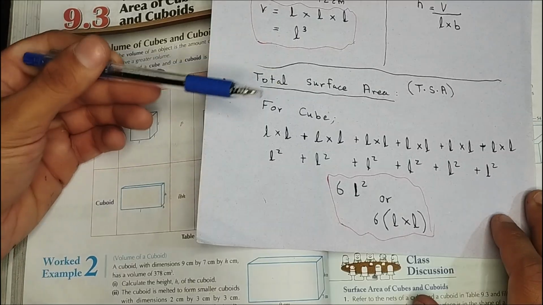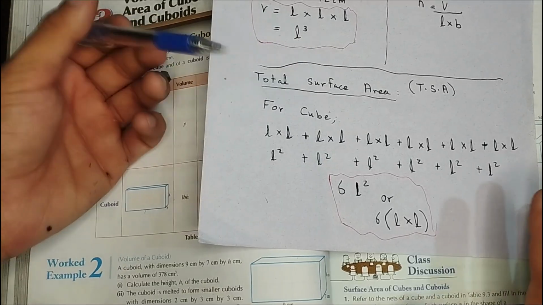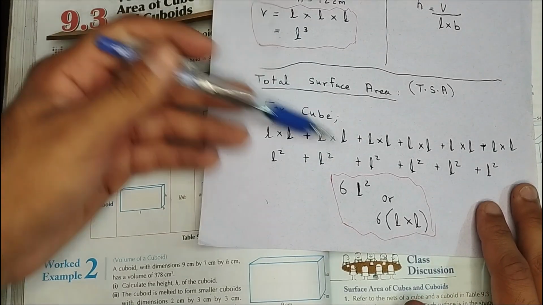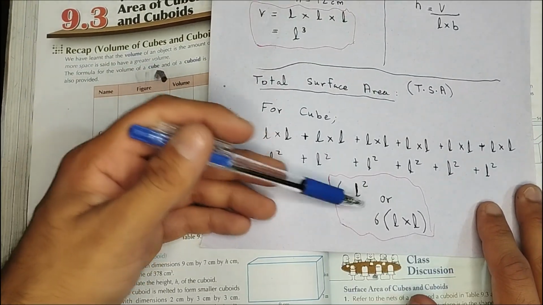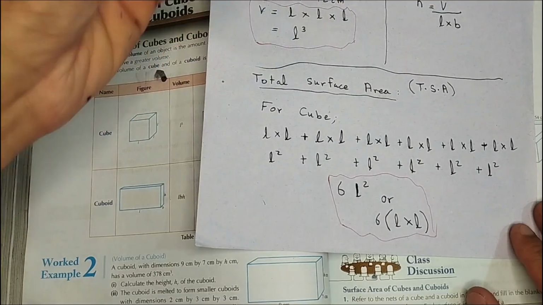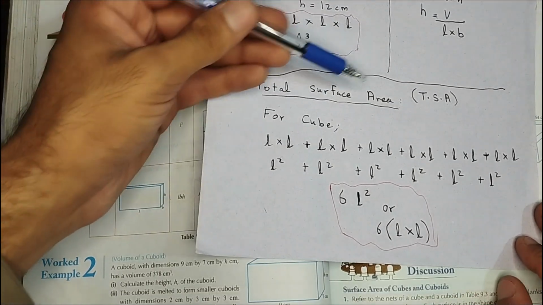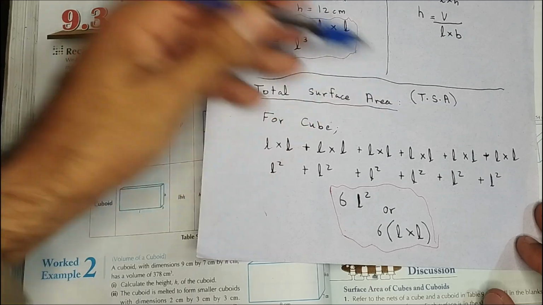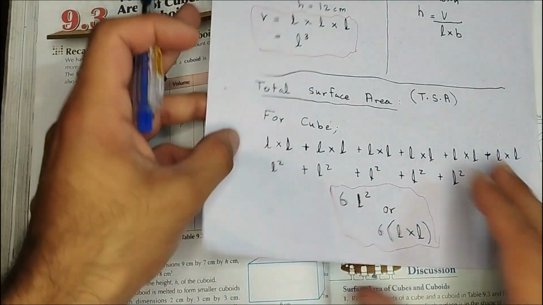So if someone asks you to find the total surface area, or just the surface area of a cube, what are you going to do? You're going to multiply 6 with L square, okay? It is a bit different from area. You need to remember this. It is not just area, it is the sum of the areas of all the faces, right?